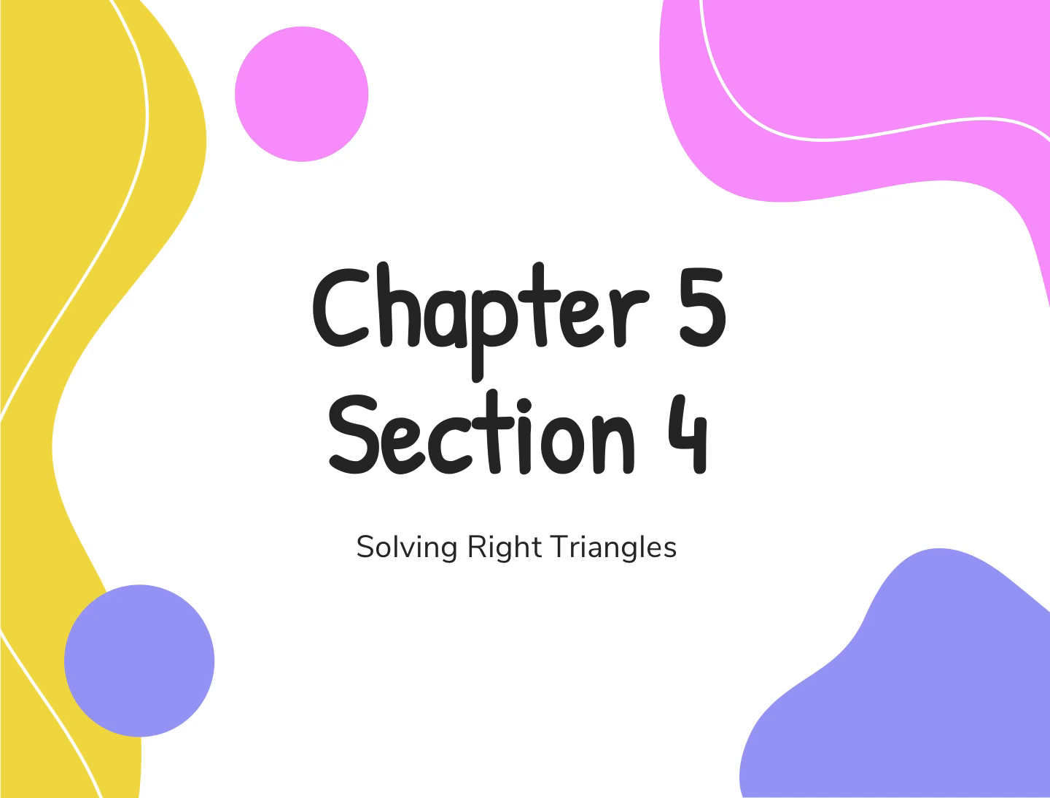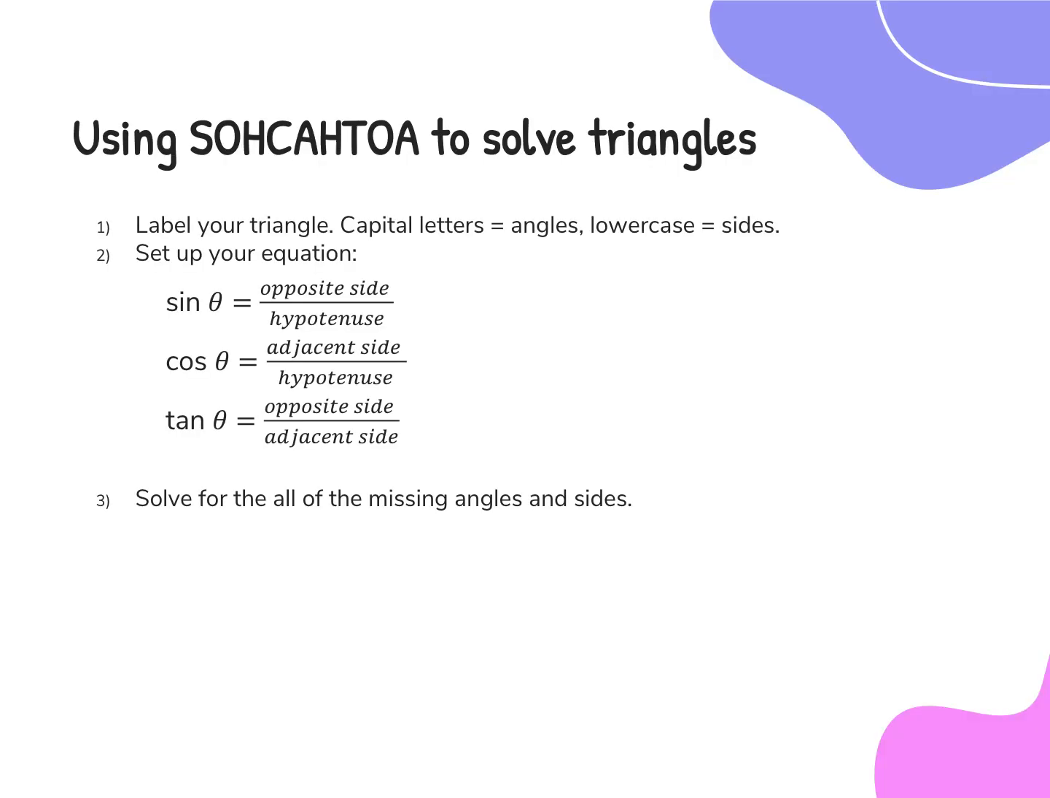So this video is going to cover how to solve right triangles. We're going to be using our SOHCAHTOA to solve the triangles. So remember, sine is opposite side over hypotenuse, cosine is adjacent side over hypotenuse, and then tangent will be opposite side over the adjacent side.